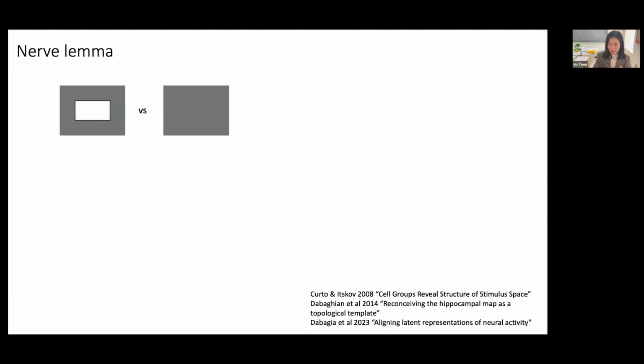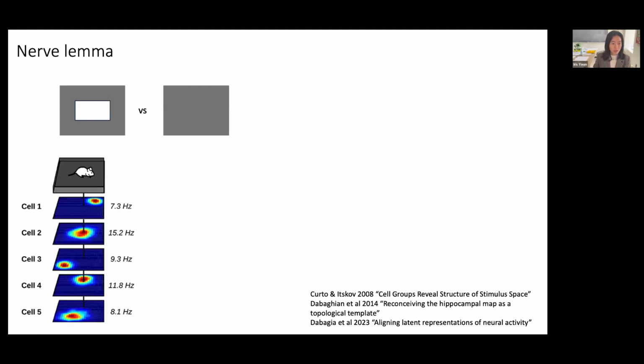So the place cells, the neurons that fire in response to very specific locations in space, can then be used to recover the homotopy type of the environment that your mouse is moving around. So consider this very simple experiment where you have two environments, one with a hole in the middle and one without. And the idea is that you let your mouse move around and you measure the activity of place cells as this mouse moves around in space.